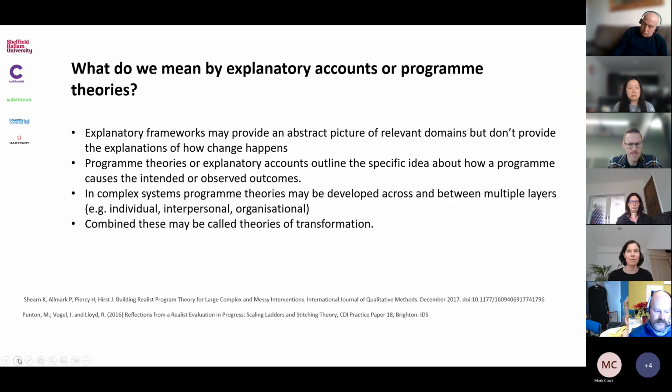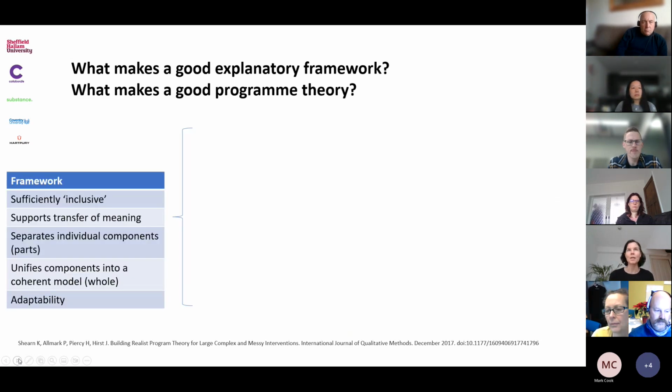So I'm not going to go over the detail of these slides, but I'm just bringing us back up to speed, I hope. So what makes a good explanatory framework?